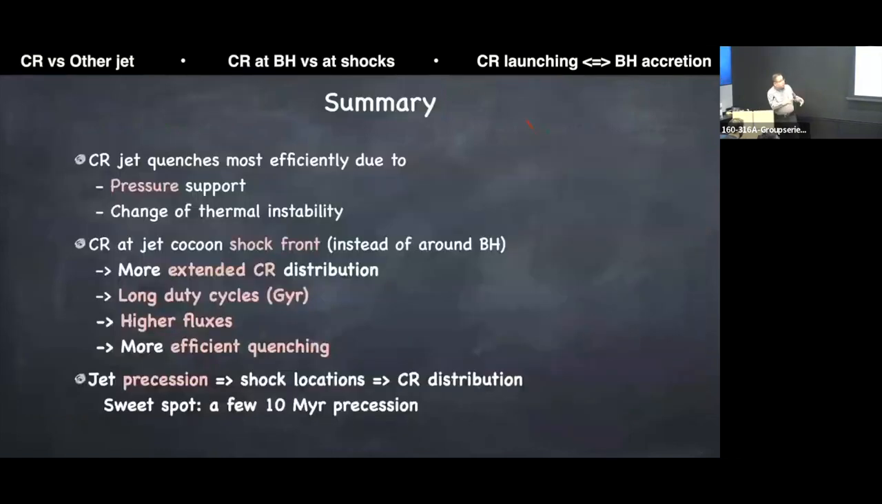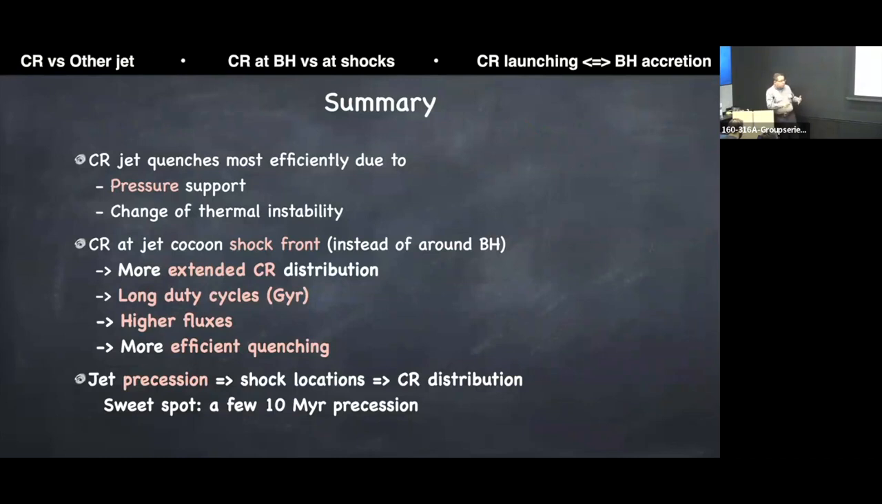We have seen that cosmic ray is very efficient in quenching the massive galaxy. And actually how we deposit cosmic ray matters. When we deposit cosmic ray at a larger scale shock front, it has a more extended cosmic ray distribution, a longer duty cycle, and also on average a higher energy flux. And that is more effective in quenching.